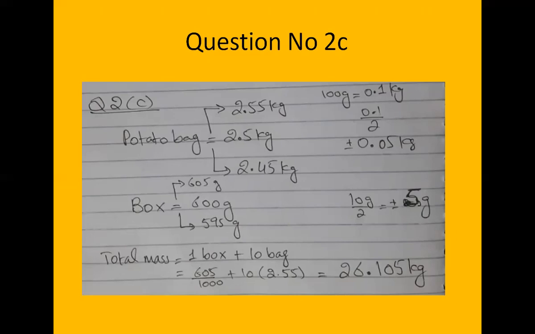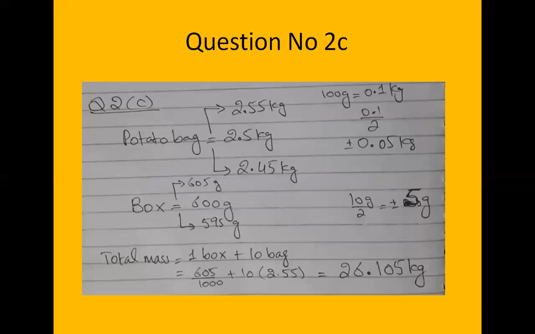The box in which they will put the potato bags, that box is of 600 grams, and this is correct to 10 grams. The units are consistent with each other, remember? So there is no problem. 10 divided by 2, that will be 5. So with it, I write plus minus. To the measurement 600 gram, I will add 5. This will give me the upper bound of the mass of the box. And from 600, if I subtract the 5, I will get the lower bound of the mass of the box. That will be 595.